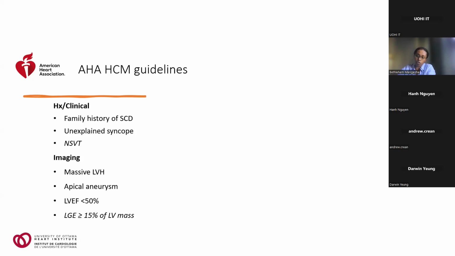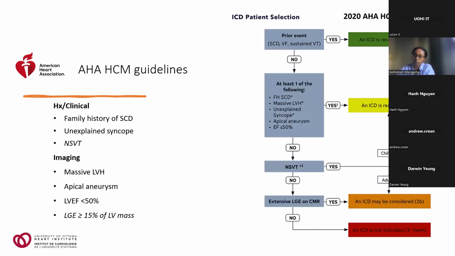This has now changed and has been replaced by newer risk markers, including the presence of apical aneurysm, systolic dysfunction, and large scar burden, which have been associated with increased risk of future life-threatening ventricular arrhythmias. The 2020 American guideline recommendation on primary prevention now incorporated these newer risk markers, but note that both large scar burden on cardiac MRI and non-sustained VT are both 2B indications.